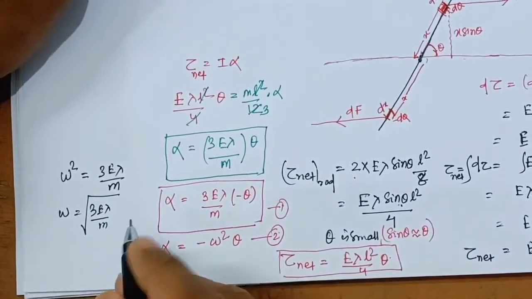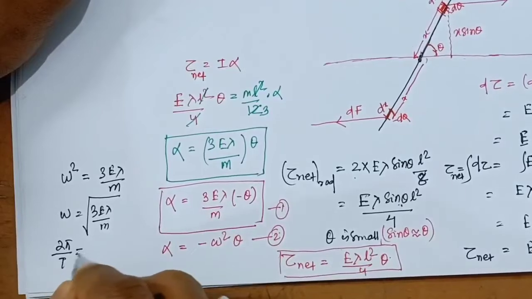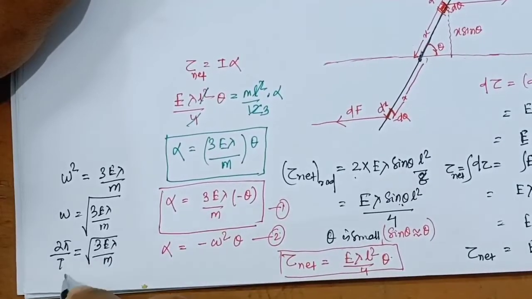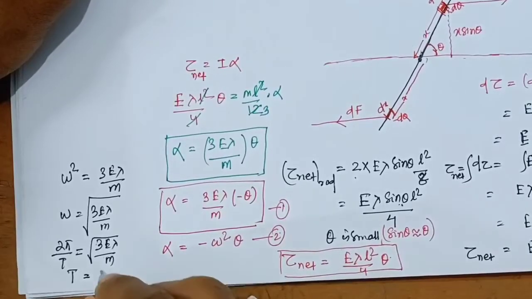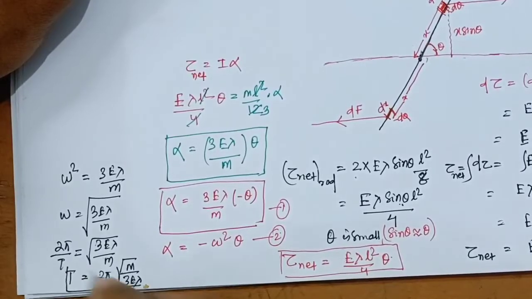If I know omega, it can be written as 2 pi upon T equals root over 3E lambda upon m. And what is the expression of T? The T expression comes out like this: T equals 2 pi root over of m by 3E lambda. I hope this question is pretty clear to everyone.